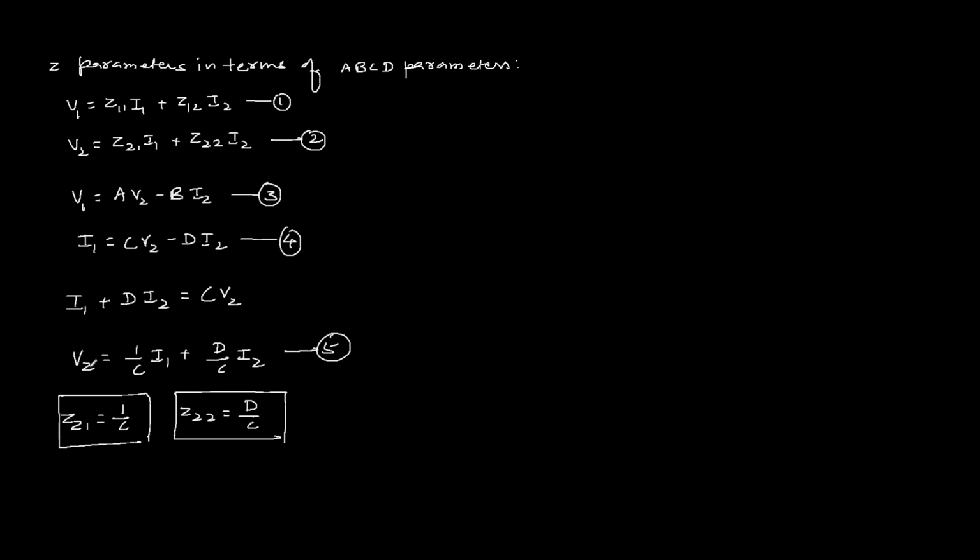Now let us substitute V2 from 5 into equation 3. So V1 is A over C I1 plus AD over C I2 and then minus B I2. So V1 is A over C I1 plus (AD minus BC) over C I2. This is equation 6. It has V1, I1 and I2.